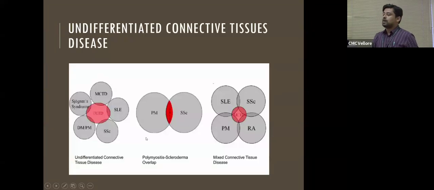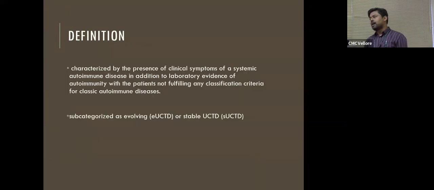Now coming to undifferentiated connective tissue disorder. So this is what we are talking about, this group where you have clinical features of one of the diseases, you have some antibody profile which is positive, but you do not have enough evidence to call them lupus. For example, you see a patient having malar rash along with ANA positive, but they don't have dsDNA positive, they don't have complements low, they don't have any leukopenia, anemia, thrombocytopenia.